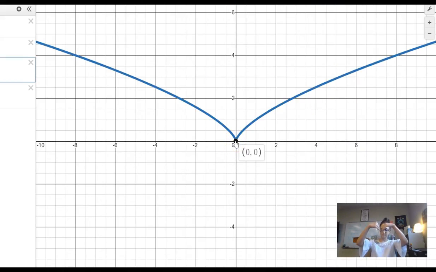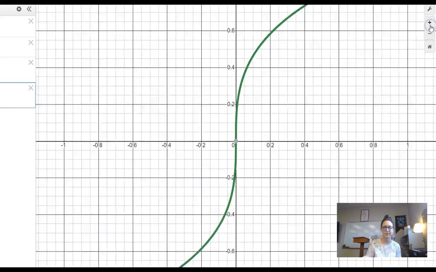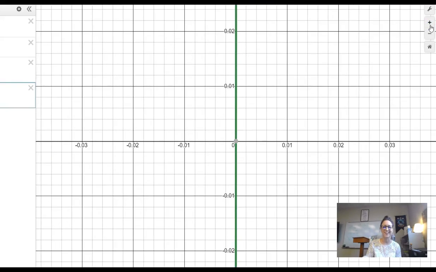So cusp, it looks more like this, almost like the beginning of a heart, and a corner is more of a sharp turn, okay? Like y equals absolute value of x, okay? How about this function? This is y equals x to the 1/3 power. Again, nice and differentiable everywhere except the origin, because look, when I zoom in on the origin, once again, we start to get that vertical line, right? And again, vertical lines do not have defined slope.